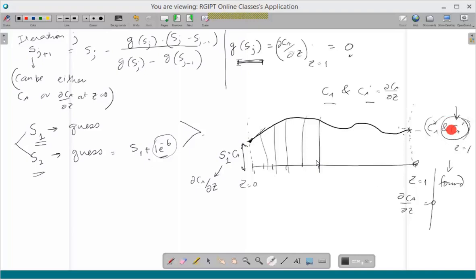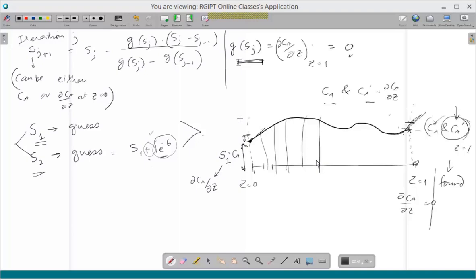Therefore that's done. But if it's not 0, then whatever S you have chosen, either CA or del CA by del Z, I'll keep on reminding you this, you just update it a little bit. Suppose you meet over here like this, so your slope is not equal to 0 now. Now you slightly change your S, maybe increase or decrease, I do not know, that's your guess again. This can be plus or minus, it's up to you.